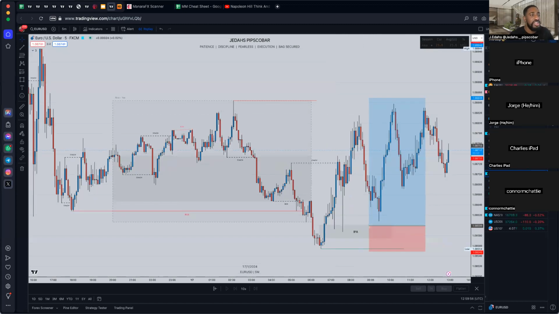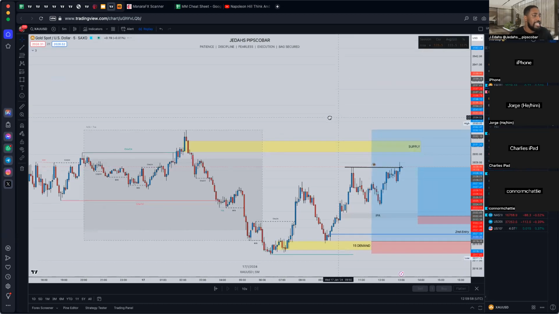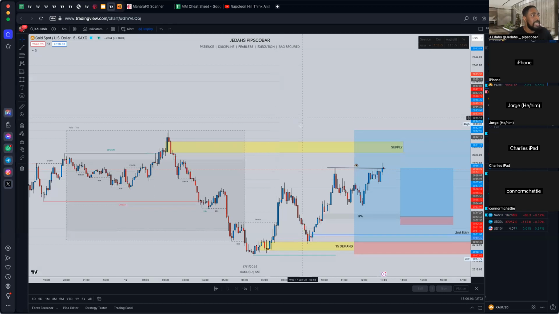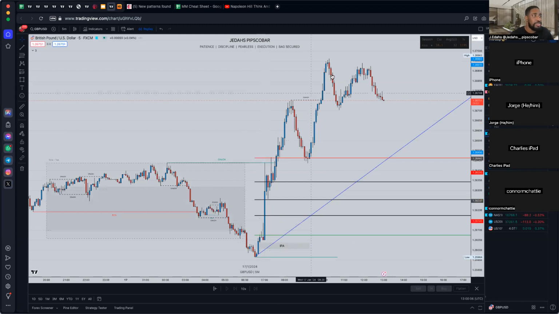But we haven't taken out the Asia session of Euro USD, and we haven't taken it out of gold as of yet. So we're still on track and in line to take out those Asia sessions. GBP USD literally obliterated its high. It didn't wait, it was just gone.